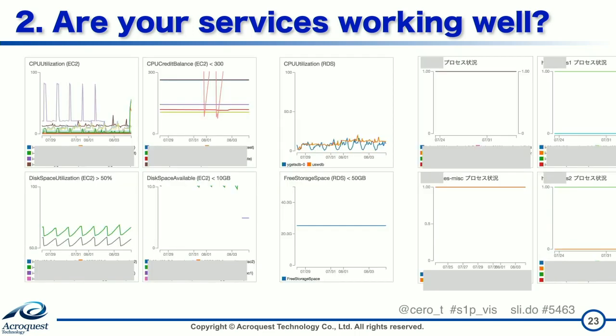The dashboard is like that. Actually, this is my production environment dashboard, so I masked some names. There are CPU usages and CPU credit balance, disk space available, disk space usage, memory availability, and process status.